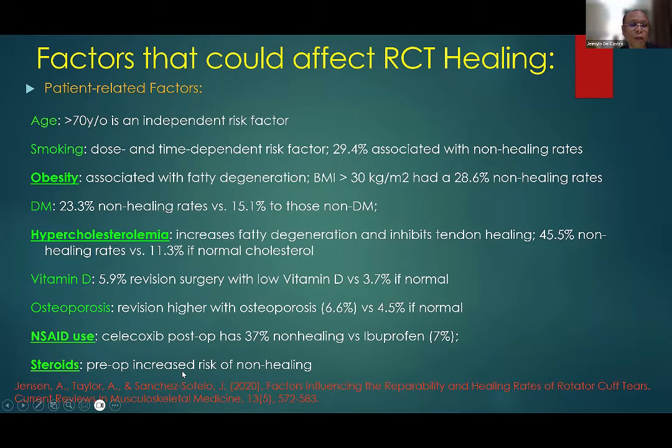And of course, the steroids, we know that they increase the risk of non-healing. And to some extent, there is also a tear that could happen if injected in the tendons.